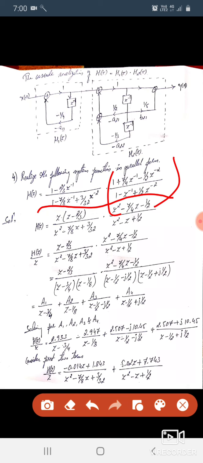Whenever the problem is given, first represent the given equation in terms of z. What I can do here is write z inverse as 1 by z. Then, taking z as common, I will be left with z into z minus 2 by 3. I will remove this.